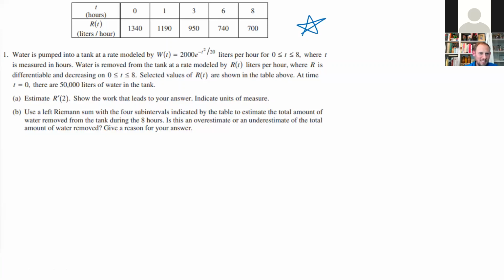All right, number one, water is pumped into a tank at a rate modeled by W of t equals 2000 e to the negative t squared over 20 liters per hour. So this is pumped into a tank, and that's a rate where t is measured in hours.